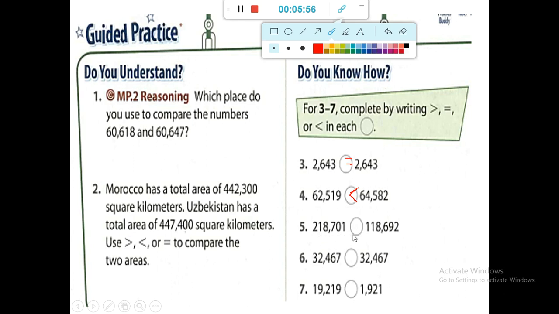And the next example: here how many digits do we have? 6, and here 6 digits. So I start comparing from the left. Here the first digit is 2 and here the first digit is 1. So 2 is greater than 1. So I stop. I don't need to continue. So this number is greater than this number because 2 is greater than 1.